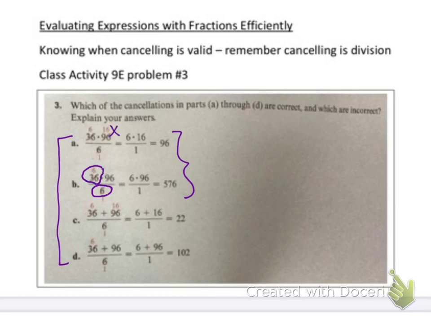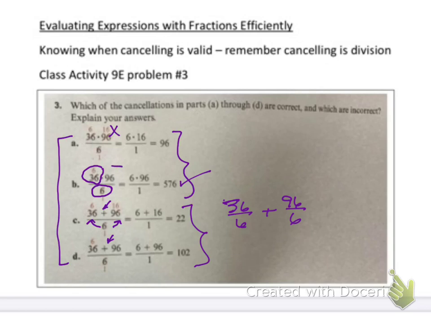Do not do that. So 6 goes into 36 6 times. 6 times 96 is 576, and that is correct. Now, when you have an operation that's an addition or a subtraction, this is addition right here. Notice that these two problems are the same. You have to put the 6 into both numbers because you really could write that fraction as 36 over 6 plus 96 over 6. So you have to reduce both parts of the numerator. Okay, both terms have to be reduced.